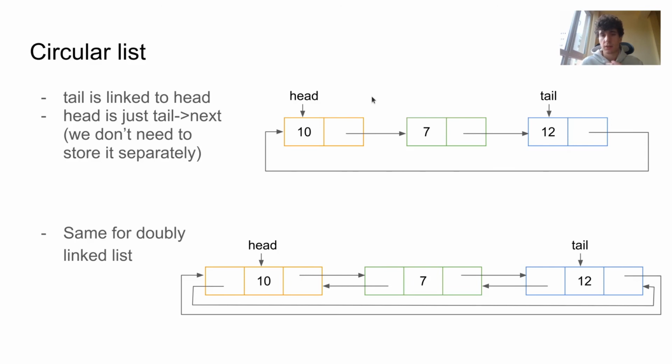Now, it changes the code a bit because if you want to check if you reached the last one, you shouldn't check if next is null, but you should check if next is equal to the first. I don't know if these are used in practice. I haven't seen them. And for doubly linked lists, it's the same idea, but the last one is linked to the first one, and the first one has its previous as the last one.